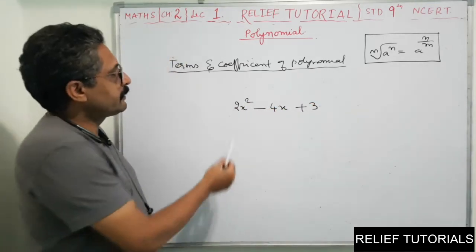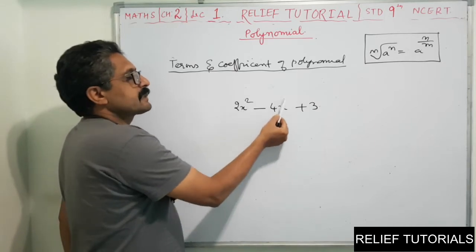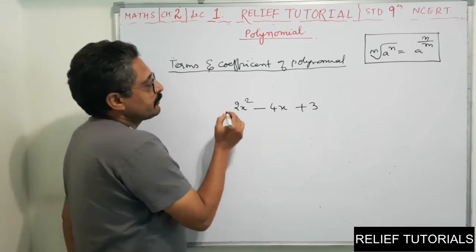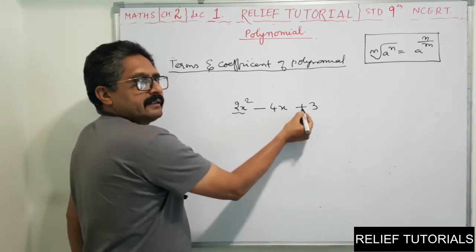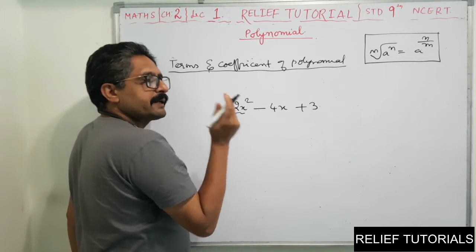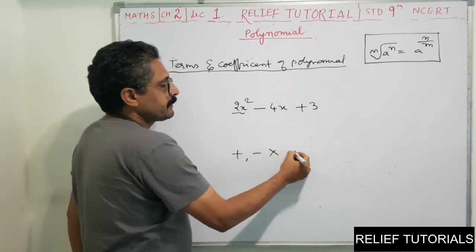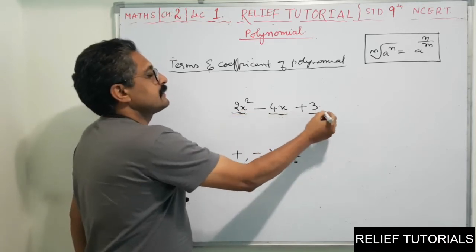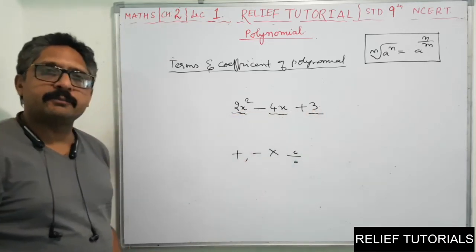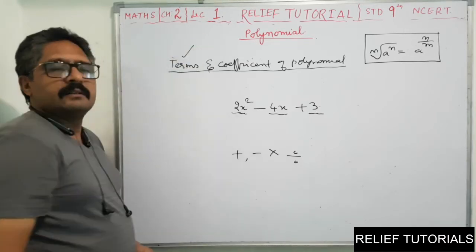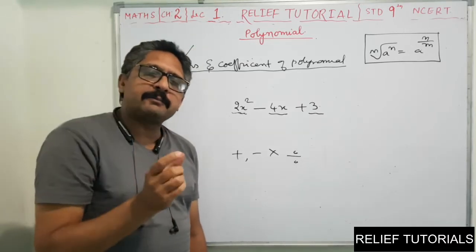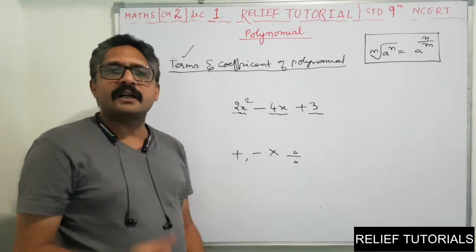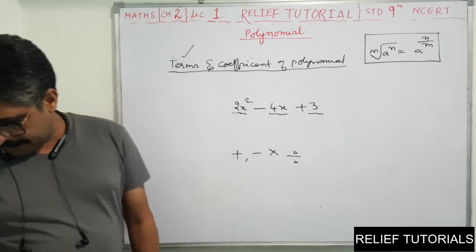See, this is a polynomial. Why? Because we see variable x, the powers of the variable are non-negative integers, so it is a polynomial. Now, the parts of a polynomial separated by minus and plus, or multiplication or division, are called terms. So this is one term, this is the second term, this is the third term. So there are three terms in this polynomial. So a term is nothing but a part of a polynomial which is separated by the symbols plus, minus, multiplication and division. Clear?